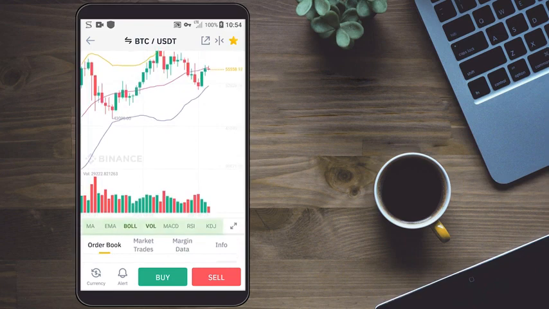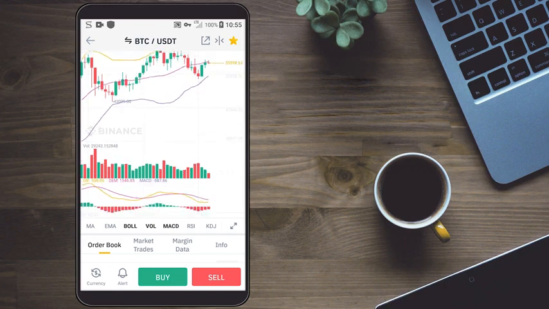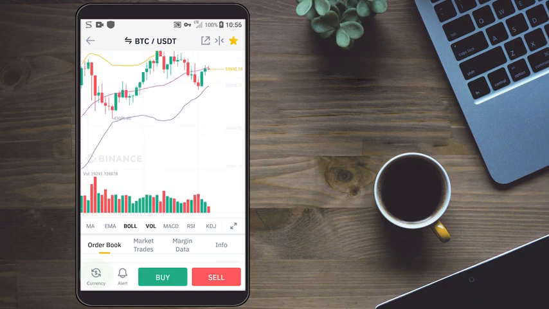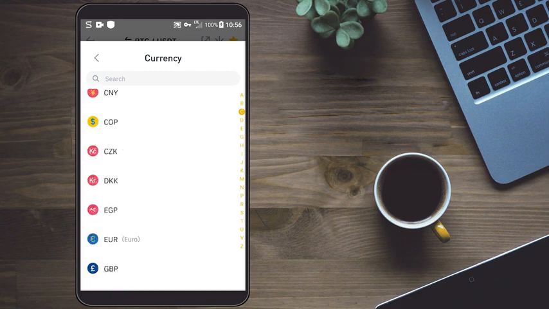Here below the chart, you can select indicators that you want to add to the chart. For example, EMA, Bollinger Bands, or you can add MACD, RSI, as you can see. Let's remove them. You can change your currency here. For me, it's US dollar.